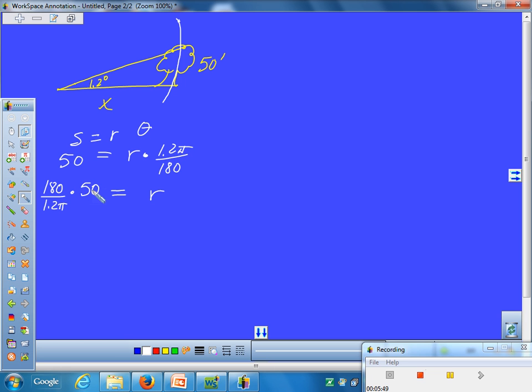Times 50. You're going to throw that in a calculator, and once again, your calculator is going to tell you something like 2,387, but you're going to have to round that. Well, you have to look at the numbers in your problem. Assume the 50 was significant, exactly 50 feet. So that's 2 digits, and this is 2 digits. So if I round that to 2,400 what? Feet. Because we were doing it in feet this time, yes.